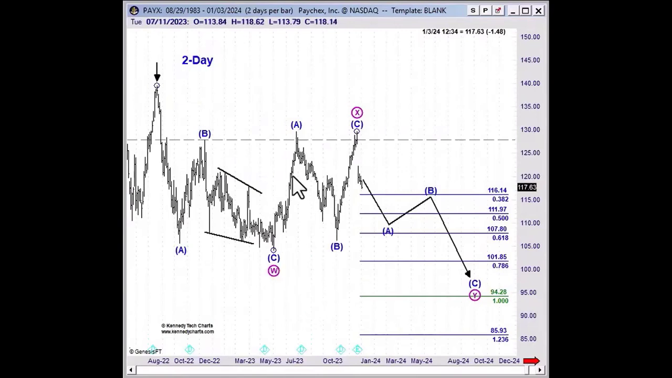Okay, again, three waves up, three waves down, followed by a five-wave move, and then of course we've seen the reversal. So moving forward, we're going to continue to track this complex correction in Paychex and look for another 5-3-5 pattern to complete a double zigzag.